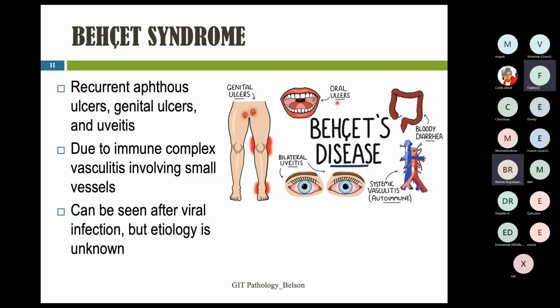So oral ulcers, sometimes they can even affect the colon, ulcers in the colon, so they will cause hemorrhage. The reason why someone will have a bloody diarrhea. And Behçet syndrome can also affect different other parts such as vessels, causing systemic vasculitis, which is autoimmune, meaning that the antibodies produced by the body destroy some parts of that body. So that is Behçet syndrome.